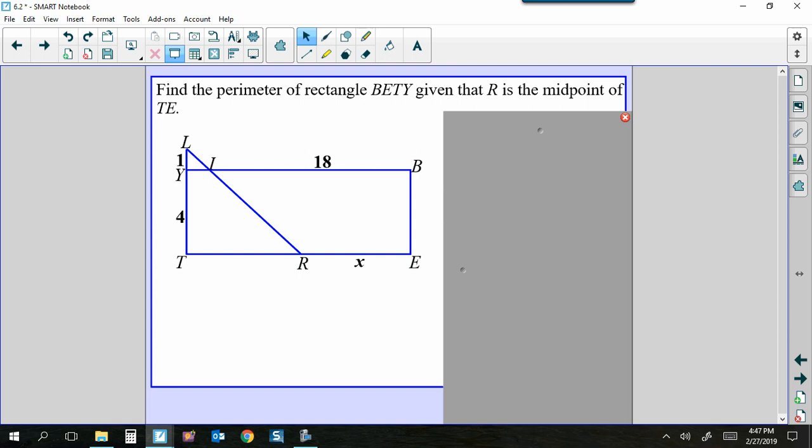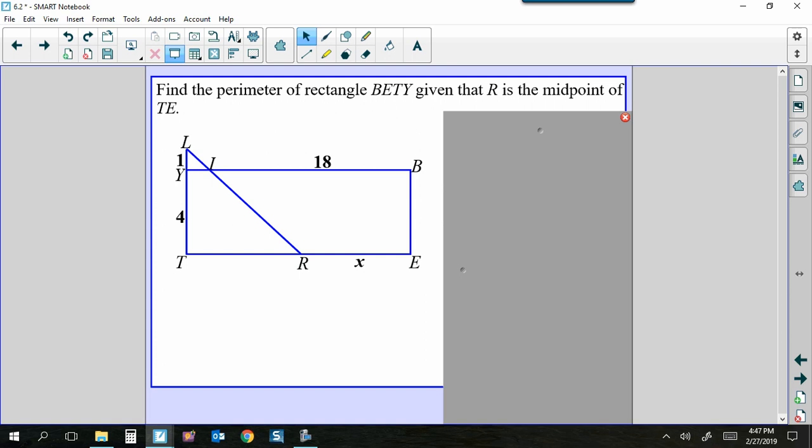Well, we know a whole lot about rectangles. We know that they have to have four right angles. Opposite sides are congruent. You know, diagonals are congruent. Diagonals bisect each other. We know a whole lot about rectangles.